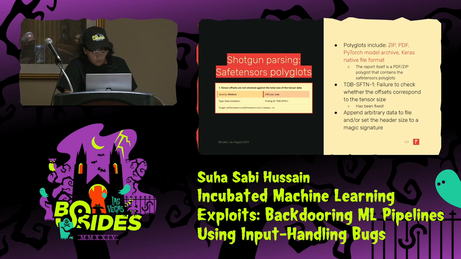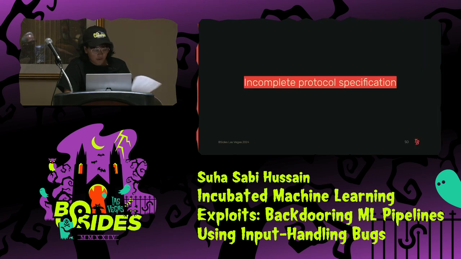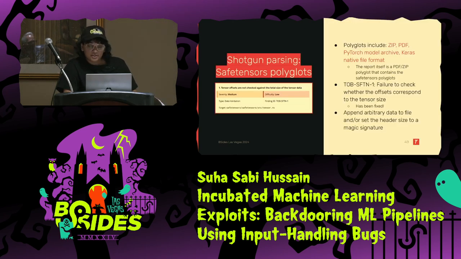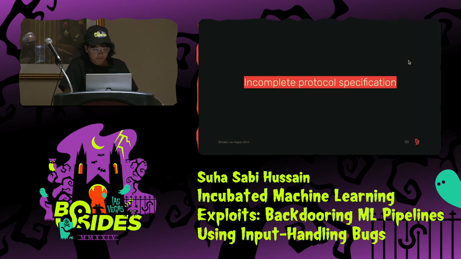The overall reason this is possible is because of a missing check. Specifically, the program didn't check whether the start and end offsets corresponded with the tensor size, so attackers could append arbitrary data to a file. And that, when combined with the ability to change the header size, expanded the number of polyglots. This issue has since been fixed with safe tensors, however. Important note.